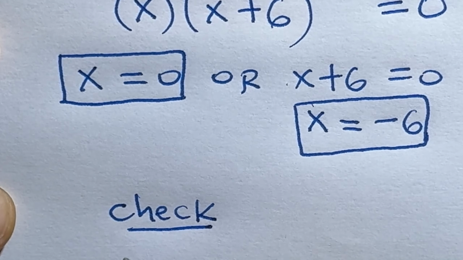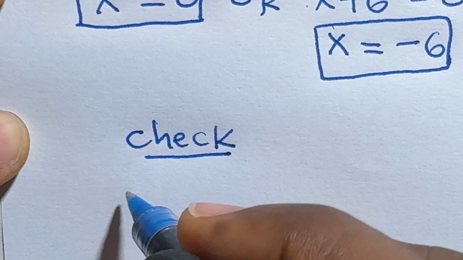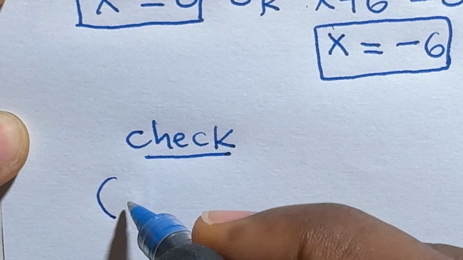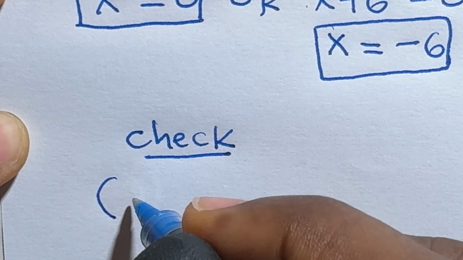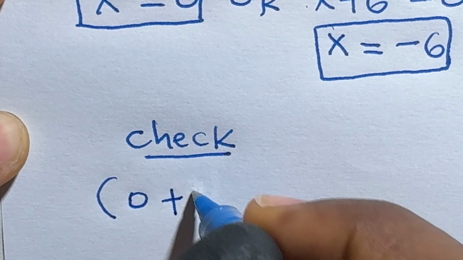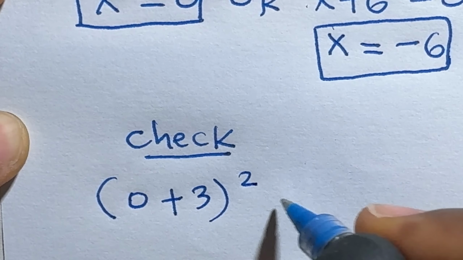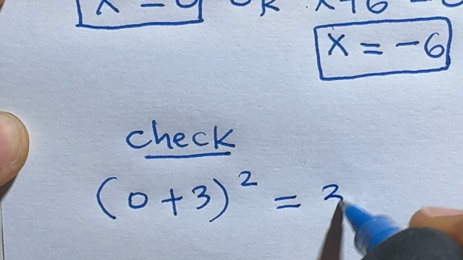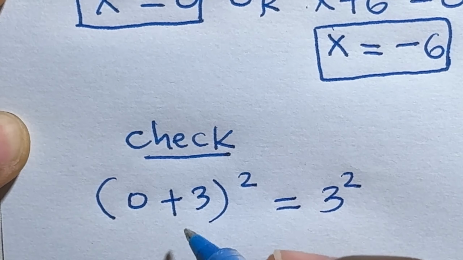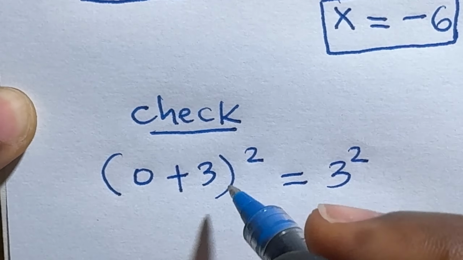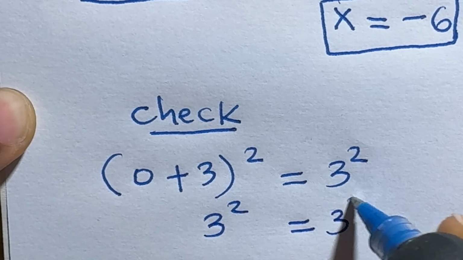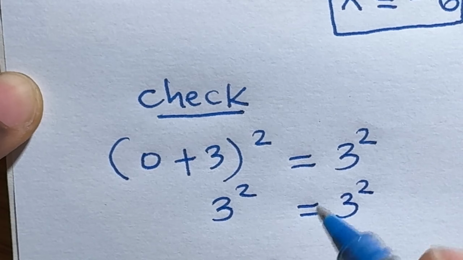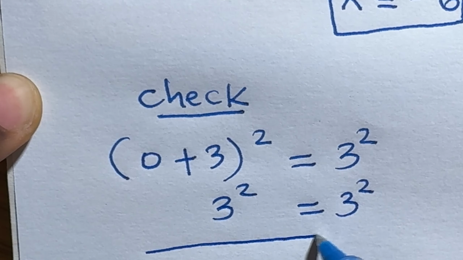I'm putting x, you know, we have x + 3. When x is 0, I have 0 + 3, then squared. And this is supposed to give us 3². 0 + 3 is 3. 3² is 3². And then equals 3². Now, this is the first part.